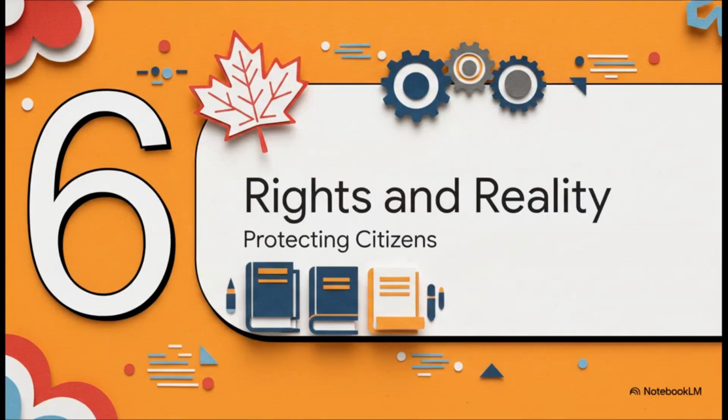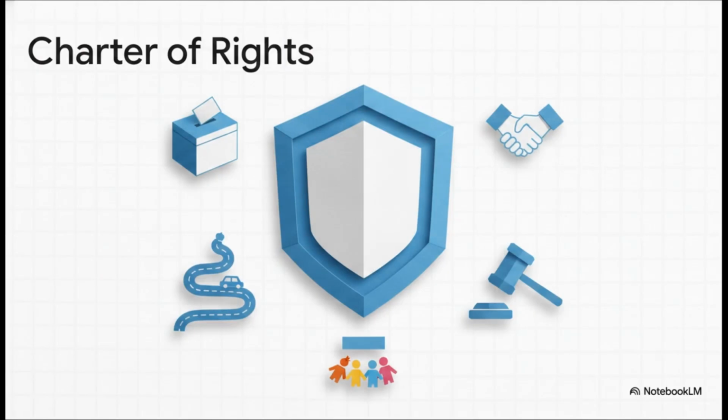And that brings us to our final chapter, Section 6, Rights, Rules, and Reality, Protecting the User. Here is where we look at the software upgrade that directly protects you from government overreach. Added during patriation back in 1982, the Charter ensures that whether you're expressing your personal opinion, moving from Halifax to Vancouver for a job, or seeking a fair trial, the government simply cannot infringe on your human rights.